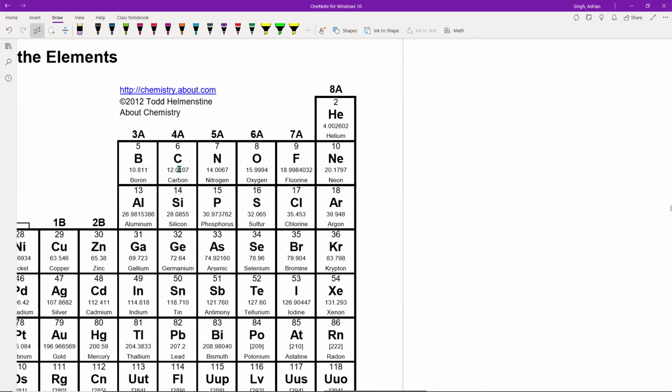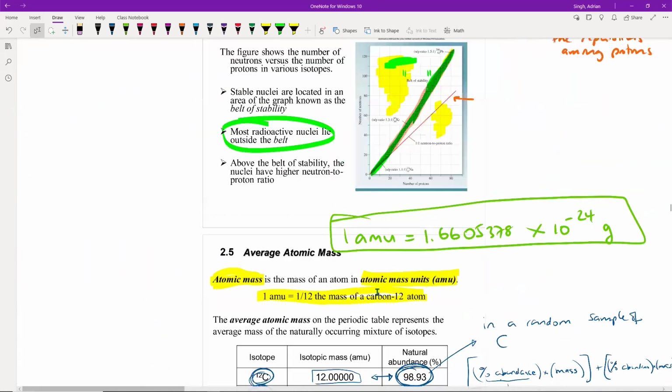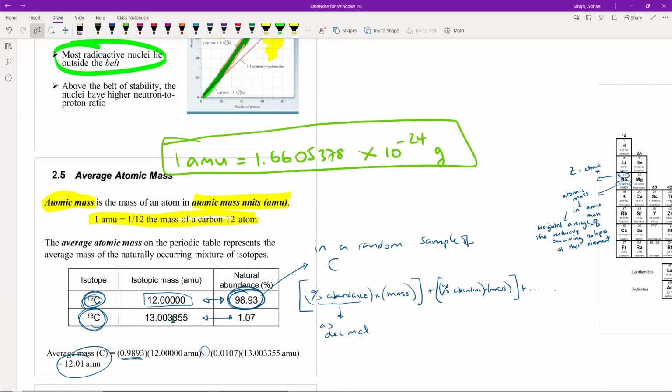Notice that the average mass of carbon is neither the mass of carbon 12, nor is it the mass of carbon 13. It's somewhere in between, and it's actually closer to the mass of carbon 12 than it is to carbon 13 because carbon 12 is more abundant. So it makes sense that the weighted average is closer to carbon 12 than to carbon 13. So note that it is not a regular average or a mean, it's a weighted average. And this is really key.